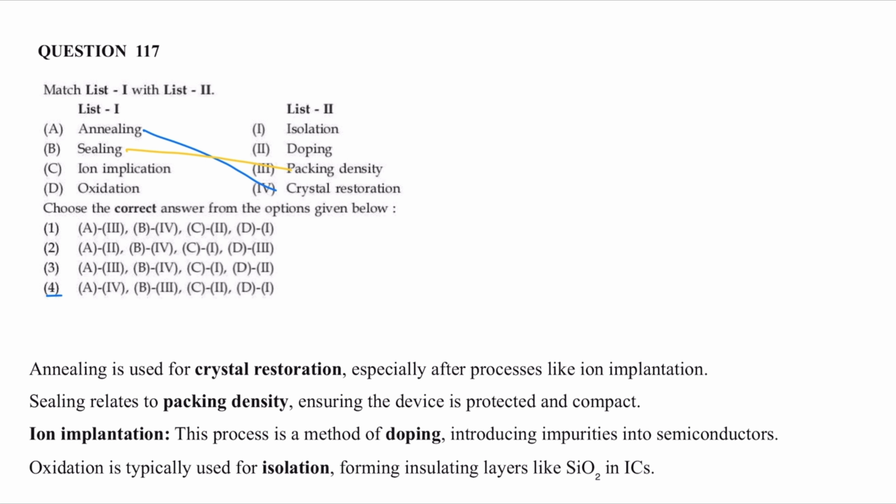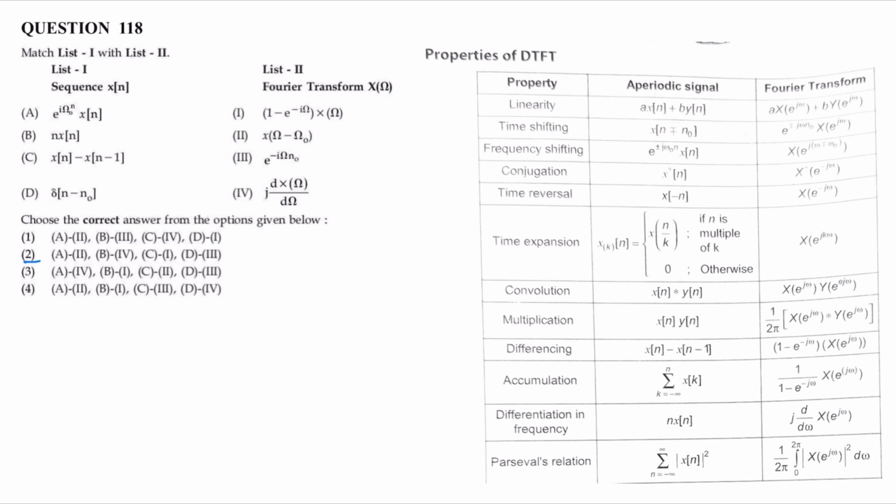Ion implantation. This process is a method of doping or introducing impurities into semiconductors. Ion implantation is related to doping. Oxidation is typically used for isolation, for forming insulating layers like SiO2 in integrated circuits. So oxidation is isolation. Correct answer is A4, B3, C2, D1. Option 4 is the correct answer.